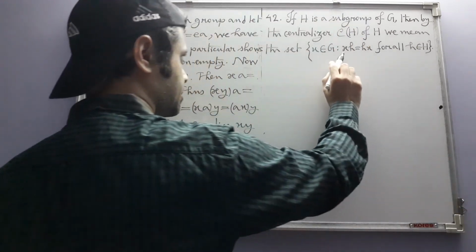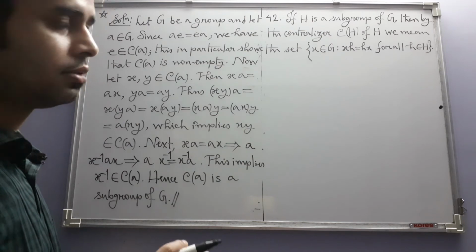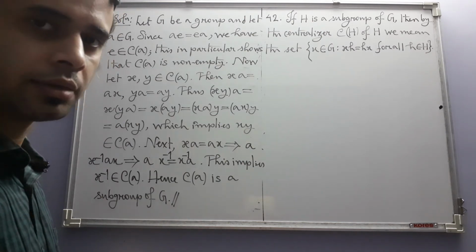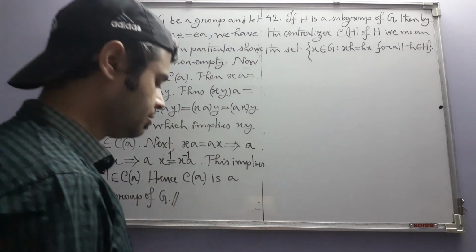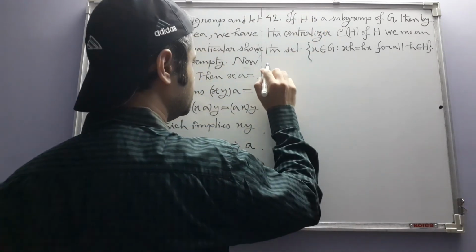If X fails to commute with even one element of H but commutes with, say, many other elements of H, then it will not be in the centralizer of H. Prove that CH is a subgroup of G.